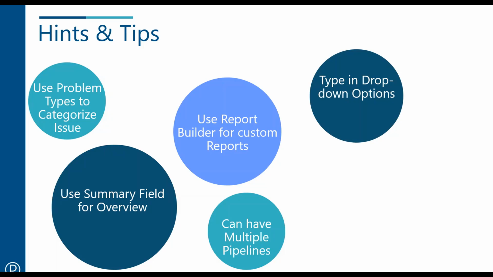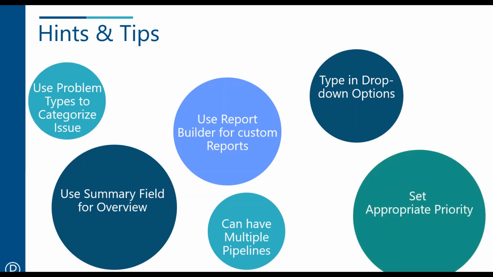Also, type in the drop-down option. So you saw that I typed in the drop-down option of type, and then I was able to quickly navigate to the delivery problem type. Again, really helpful if you do have a long list of options within a drop-down. It just helps you navigate to the one that you need quickly. And then finally, remember to set a priority on your problem tickets as well. Very helpful if you are working off a pool of tickets, so you then know which one to deal with first.